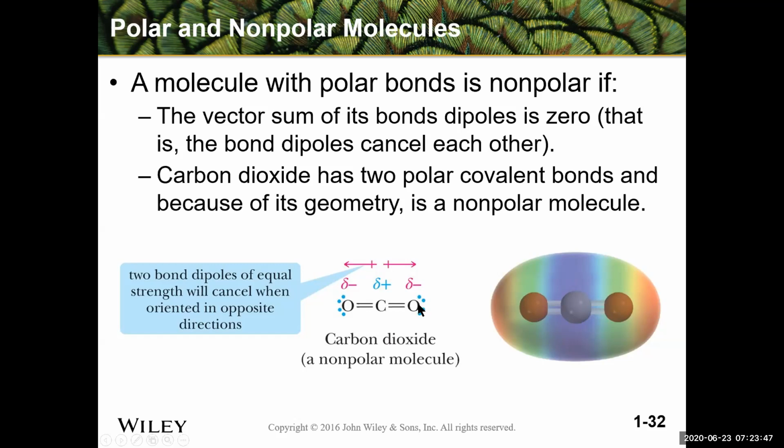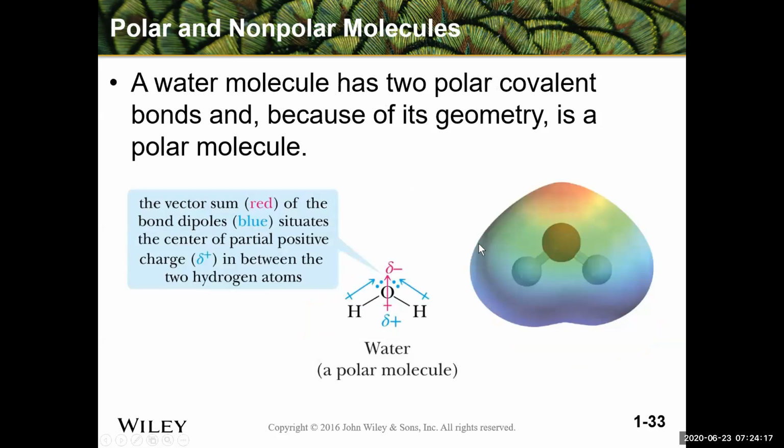Okay, so again, here's a color-coded electron density map, or surface, for the molecule. We see red means a slight excess of negative charge, and blue is a positive charge. So the negative charge in this direction is equal and opposite to this direction. So the net polarity of carbon dioxide is 0.